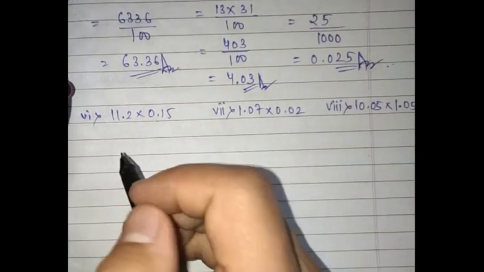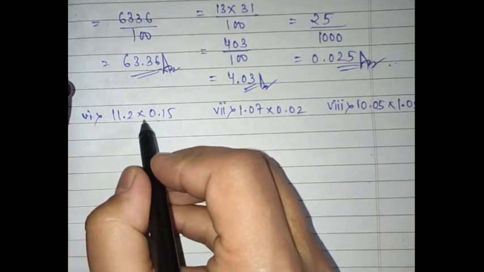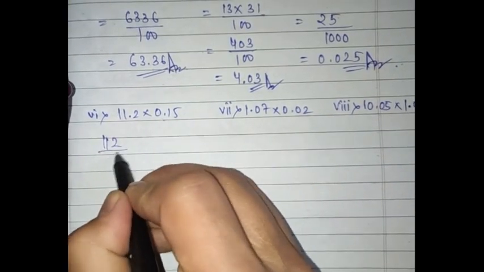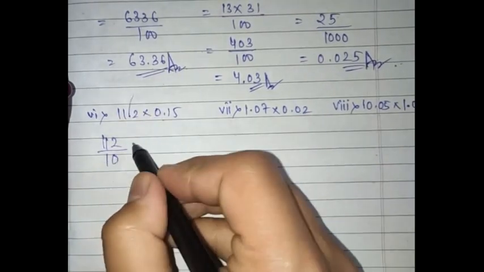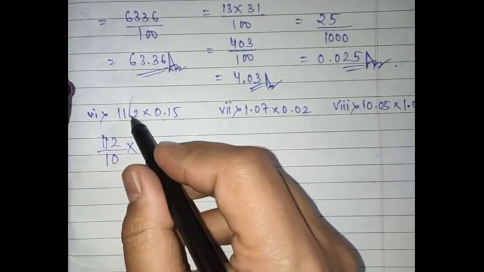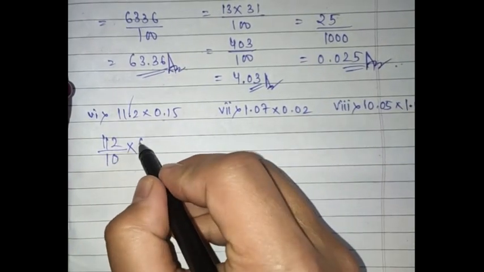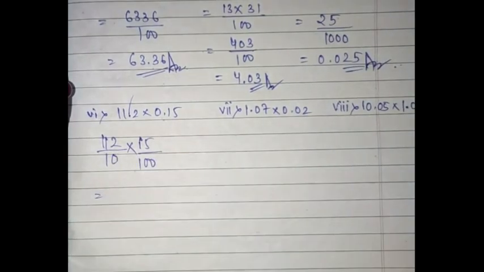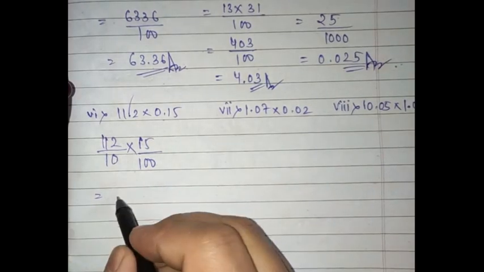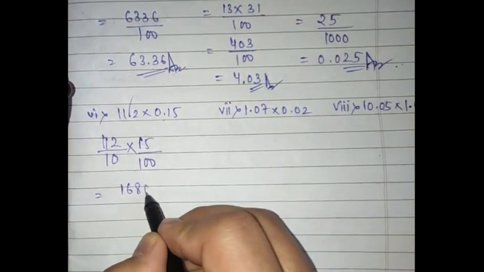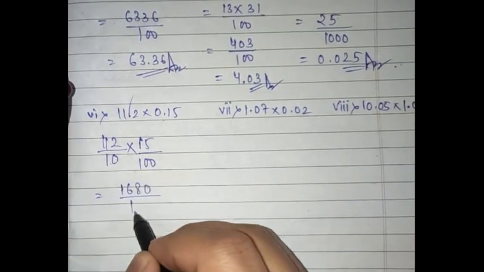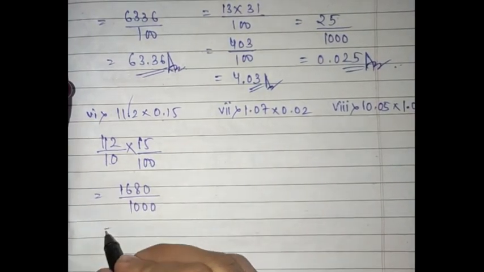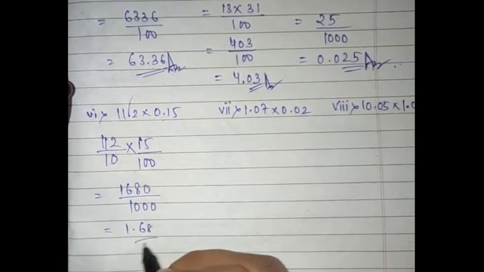Moving on to the next question, question number 6: 11.2 into 0.15. Remove the decimal in 11.2, and after the decimal there is 1 digit, so 10. Again 15 by 100. So when you multiply this, you will get 1680 divided by 10 into 100, which is 1000. So when you divide, you will get 1.68.